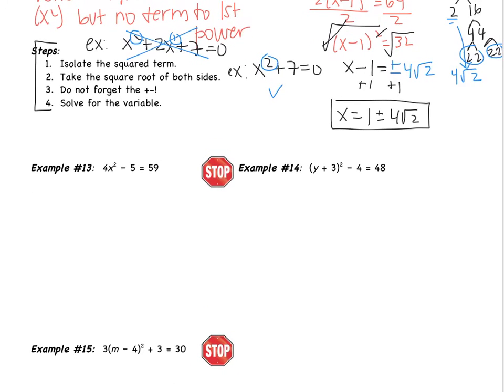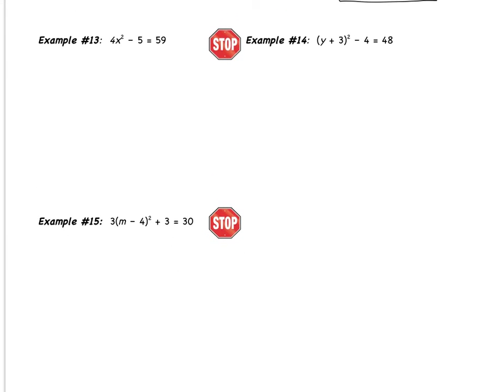Okay, so let's do another example. Example number 3. You're going to use the square root method here because I have an x squared and then I have no other term with an x. So I need to get that squared part alone. I'm going to add 5, add 5. Okay, and when I do that, I get 4x squared equals 64 again. So I divide by 4, and I get x squared equals 16. Okay, so I isolated my variable.